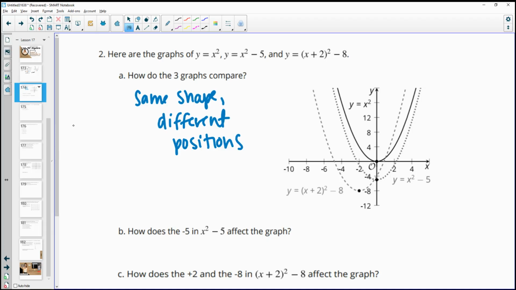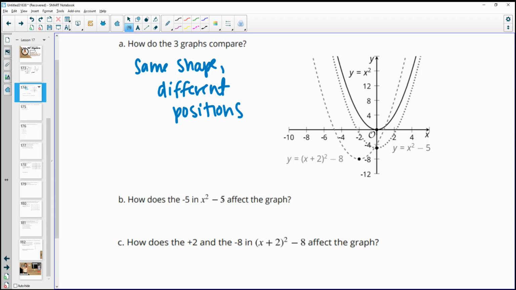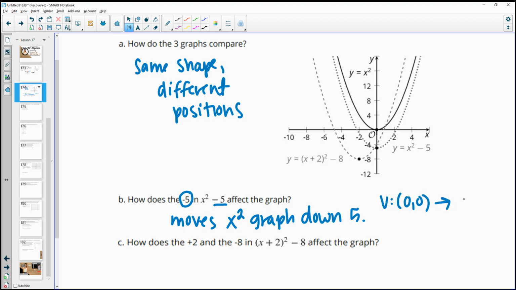Then it says, how did the -5 affect the graph for x squared minus 5? So what does this -5 do? This -5 just moves the graph down. So it moves the x squared graph down 5. You can say it like that, or you could say it changes the vertex. The vertex moves from (0, 0) to (0, -5). Just moves it down 5.